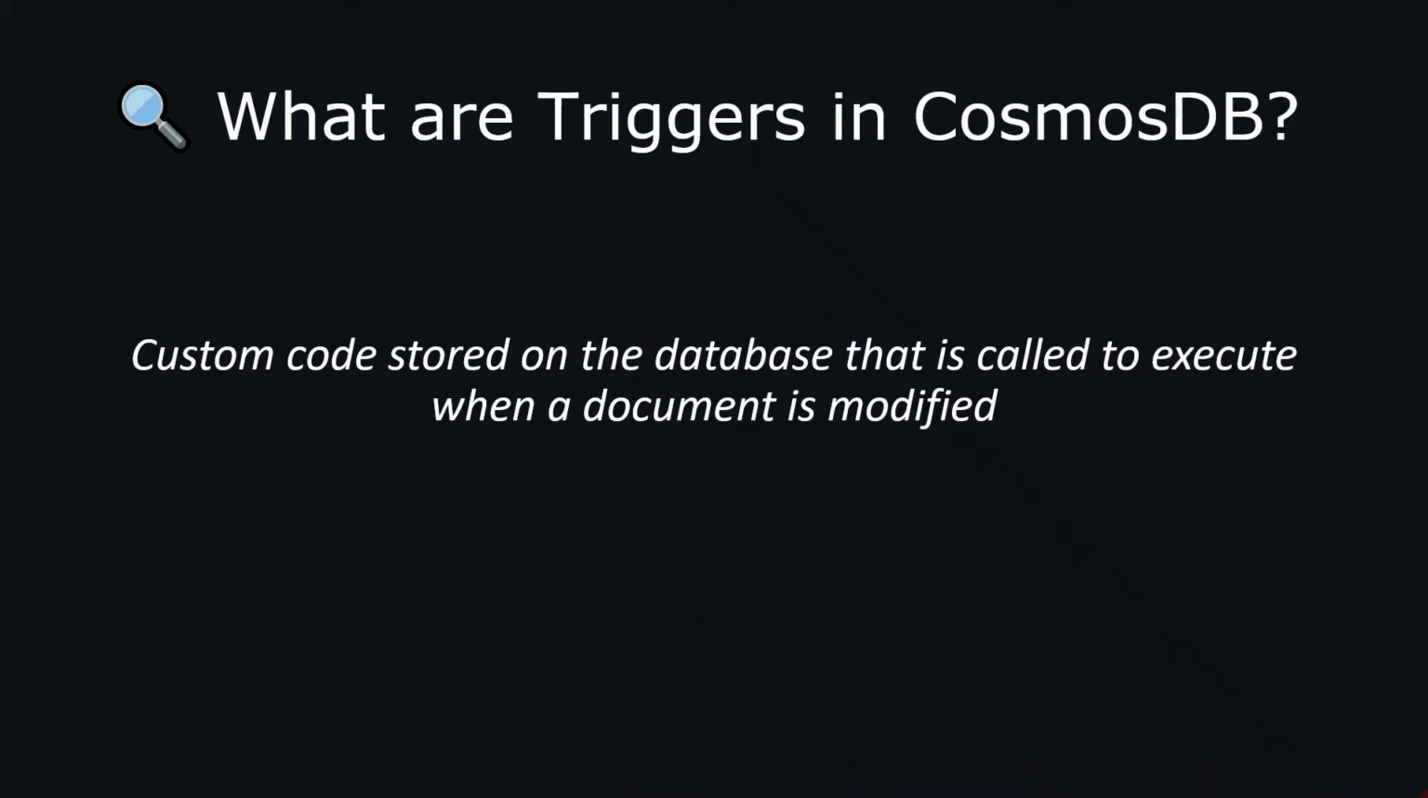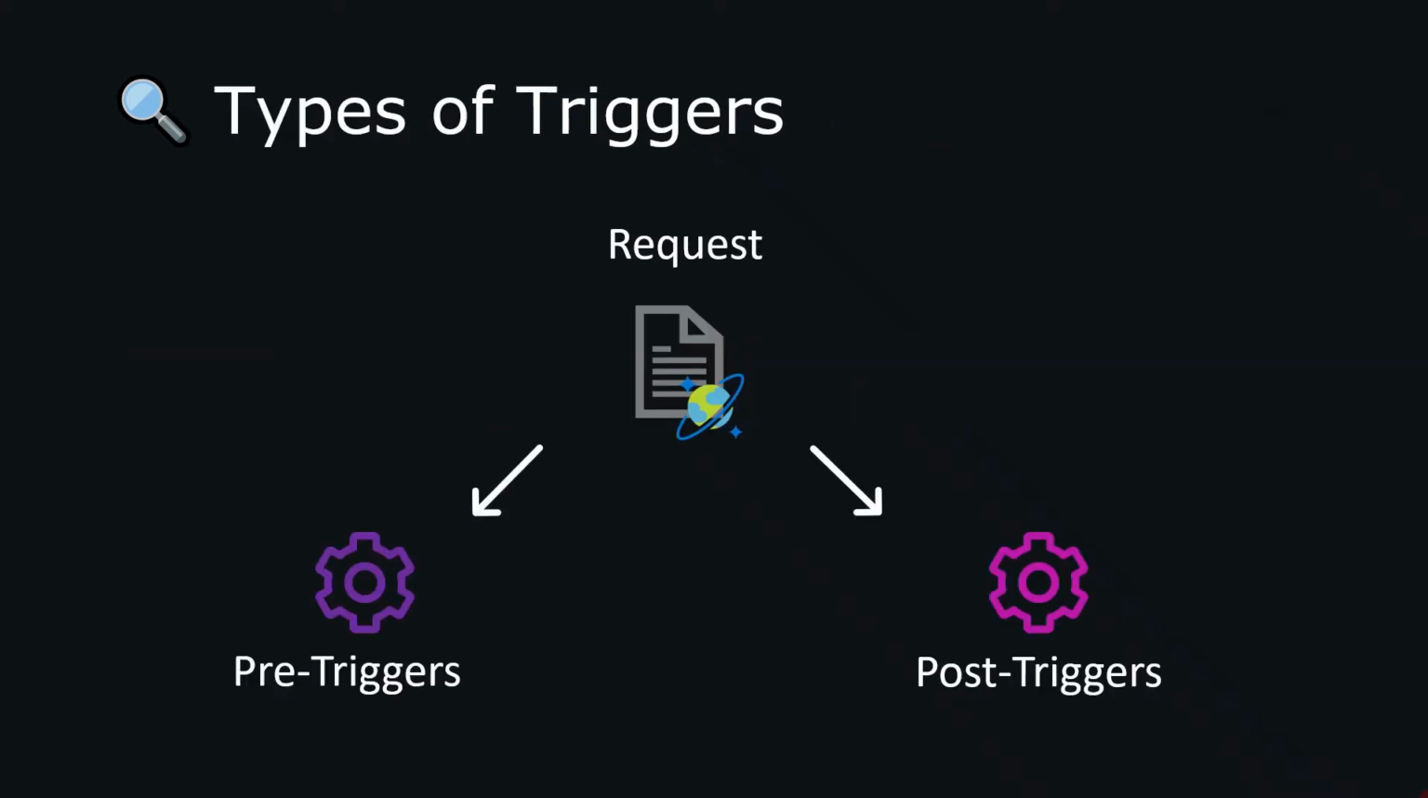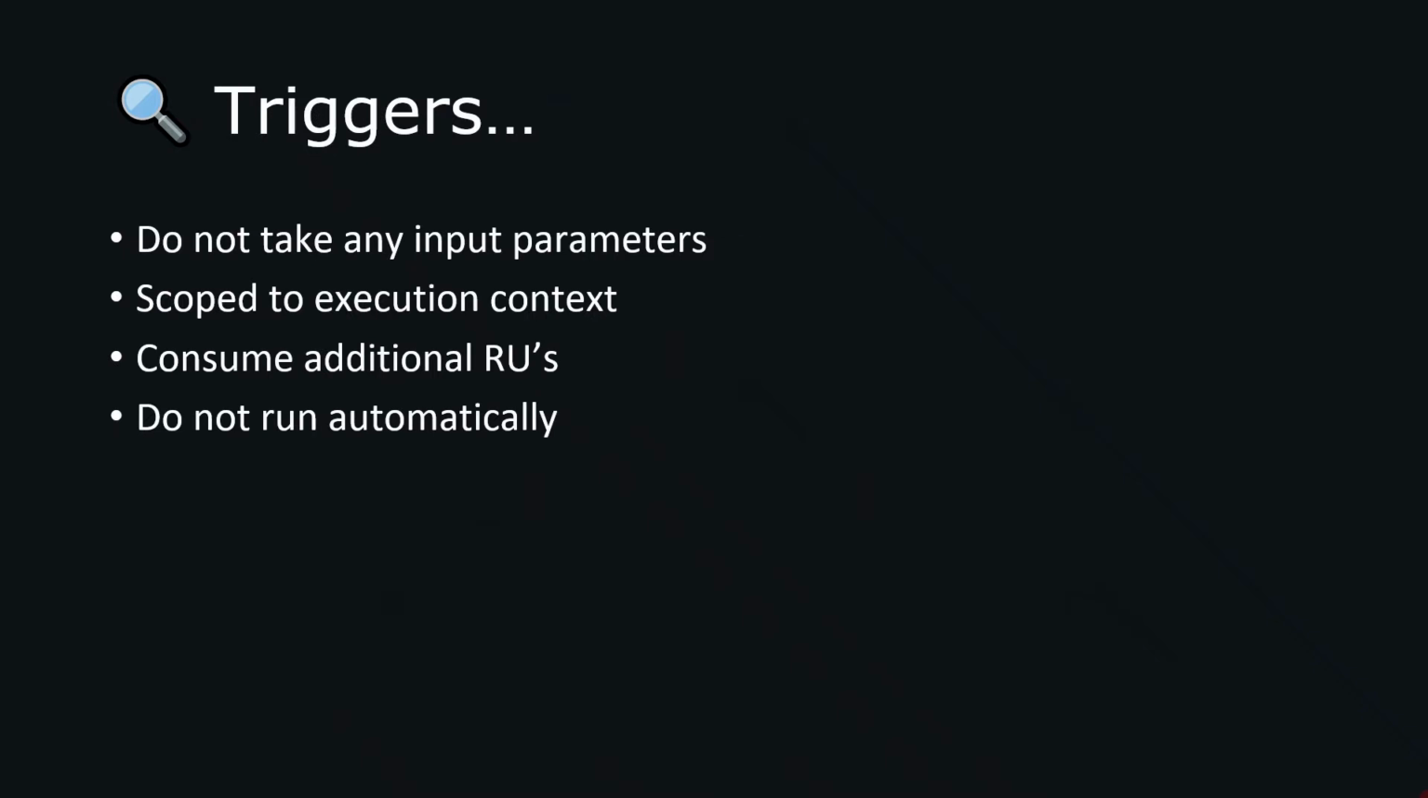Quickly, what are triggers? It's custom code that is stored in a database. You would call it to execute that code whenever a document is modified. And there are two types of triggers: a pre-trigger and a post-trigger. As the name suggests, they would run either before or after the request was made. Note that these triggers would then be sent with the request, which I'll get through in the next few slides.